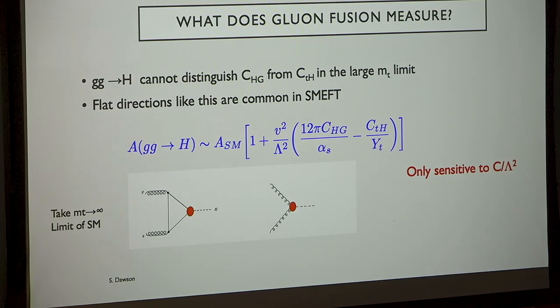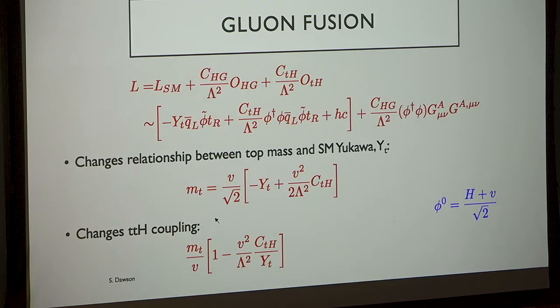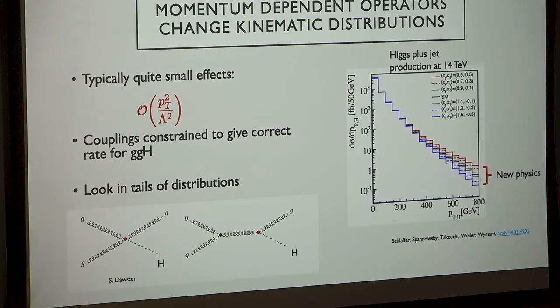But now I can go back. If I look at this, G mu nu, within here there will be 3 gluon operators too from the G mu nu piece. So I also have a contribution from CHG to glue goes to glue H. So I can look at glue goes to glue H in exactly the same framework.